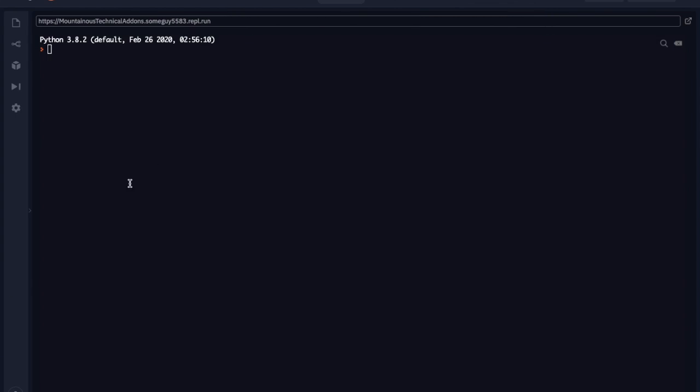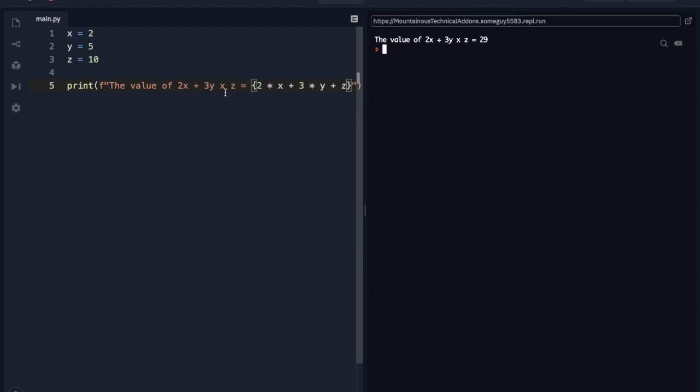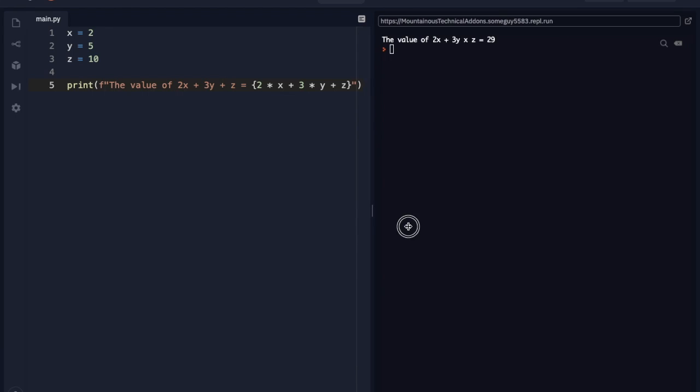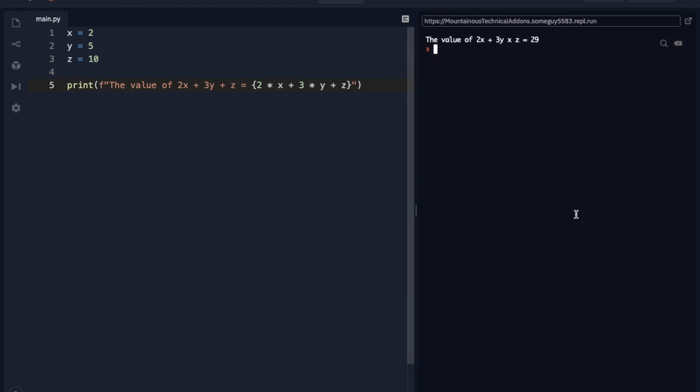okay, there we go. When you run this, it says the value of 2x plus 3y times, let me just change that times to a plus, because we're not actually doing the times. So it says the value of 2x plus 3y plus z is equal to 29.